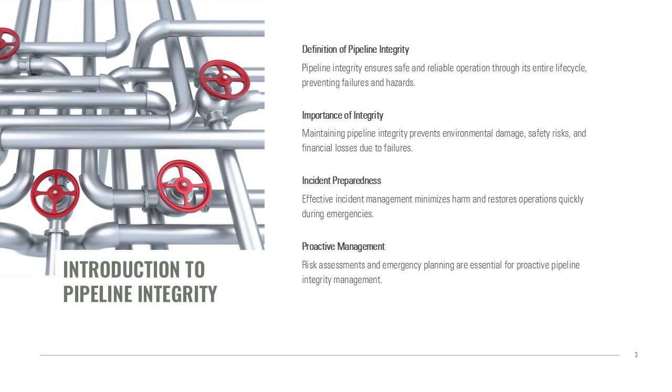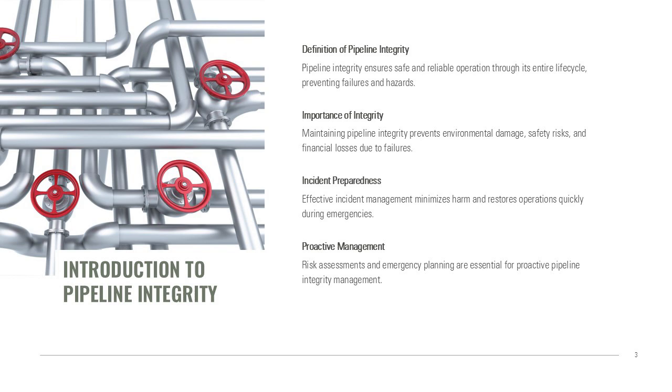It encompasses design, construction, operation, and maintenance practices aimed at preventing failures that could lead to environmental damage, safety hazards, and financial losses. Maintaining integrity is critical because pipelines transport hazardous materials over long distances, often through sensitive areas. A failure can result in catastrophic incidents, including explosions, leaks, and contamination.